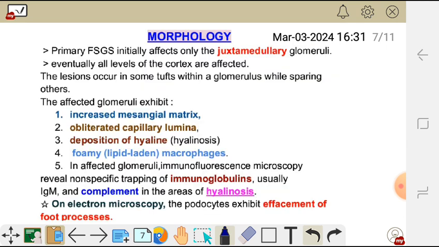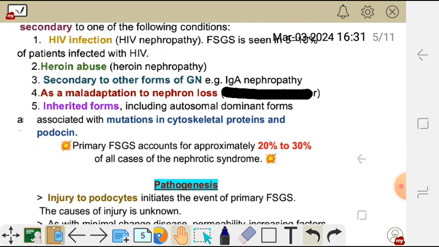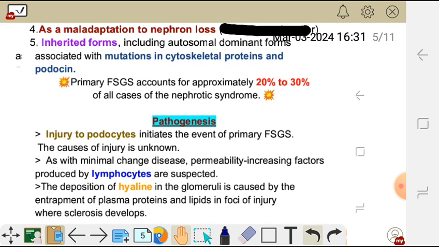So moving on to the pathogenesis. But before we move on to pathogenesis, primary focal segmental glomerulosclerosis accounts for approximately 20 to 30% of cases of the nephrotic syndrome. Remember, this is also an example of nephrotic syndrome.